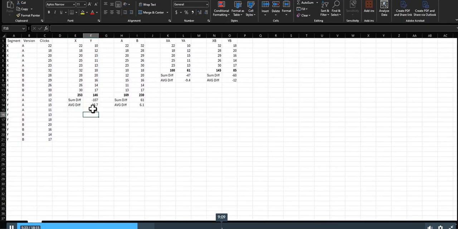So here we get the difference in sums for Y and X is negative 107. That means that Y is 107 less than X. And then the average difference is negative 10.7, meaning that the average of Y, or the mean of Y, is 10.7 less than the mean of X.